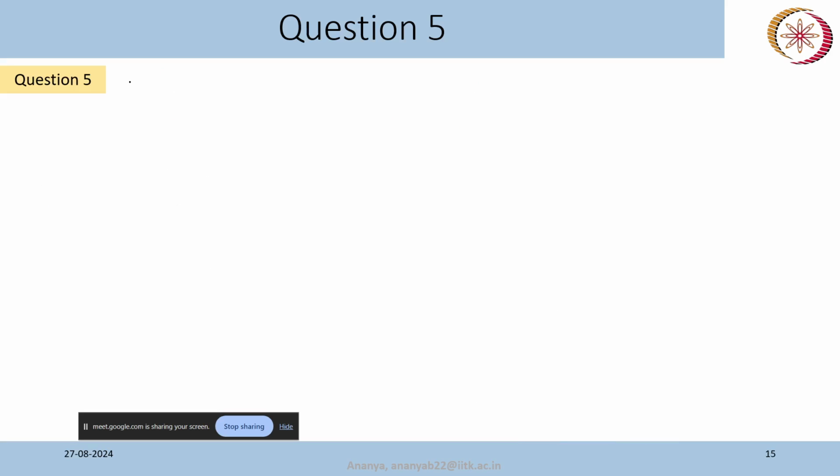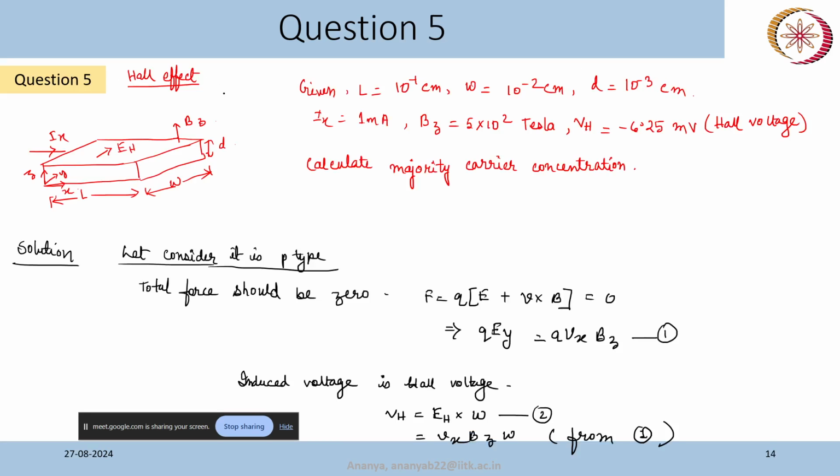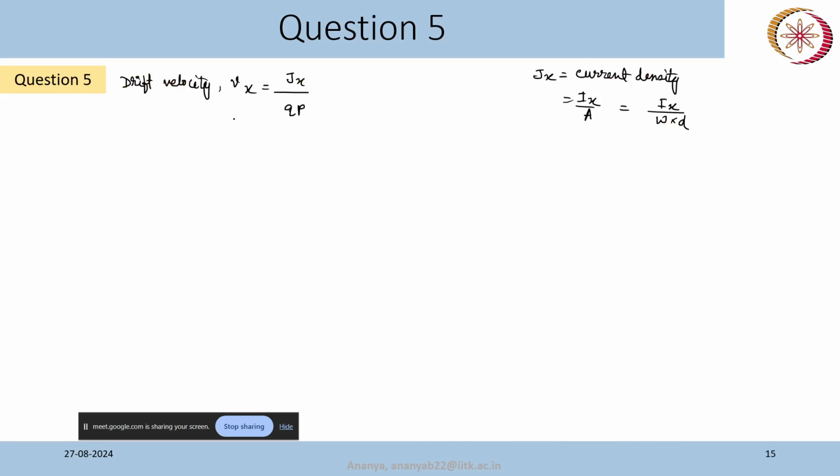Next, the drift velocity expression is Vx is equal to the current density Jx by Q into P. So Jx is the current density, which is equal to Ix by the total area, which is equal to Ix by W into D. This cross-sectional area is W into D. So this is Ix by Q into P into WD, right?